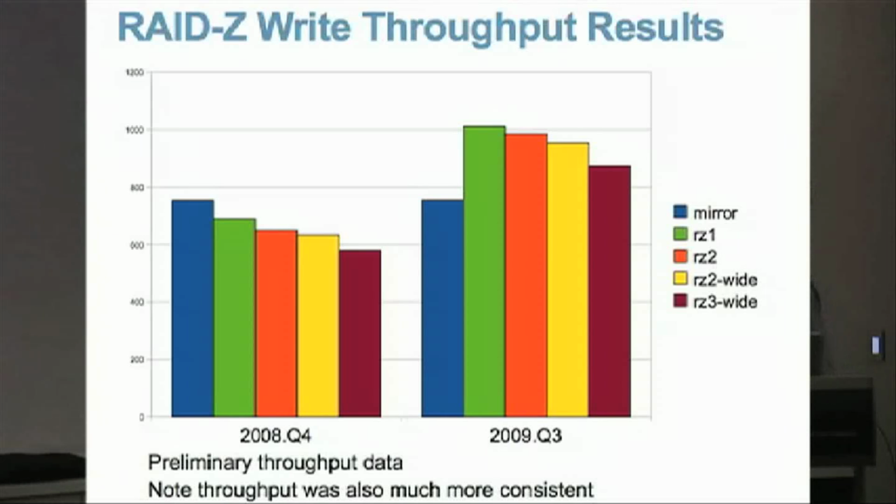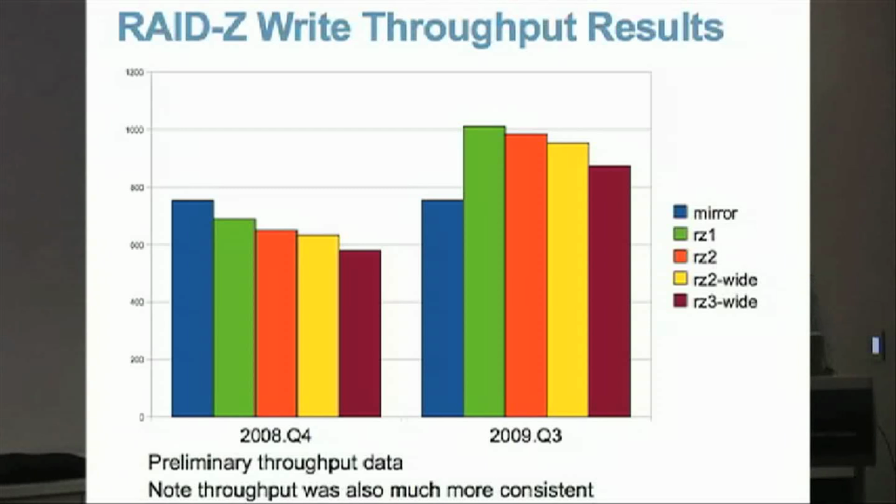If you look back to the 2008 Q4 release of the Amber Road projects, you can see that performance, for a given number of disks, as you worked your way from mirroring through RAID-Z1, RAID-Z2, RAID-Z2 with wide stripes, and RAID-Z3 with wide stripes, got progressively less write throughput as you went. In the new code that Adam's going to be putting back shortly, mirroring is actually the lowest bandwidth option compared to any of the RAID configurations.